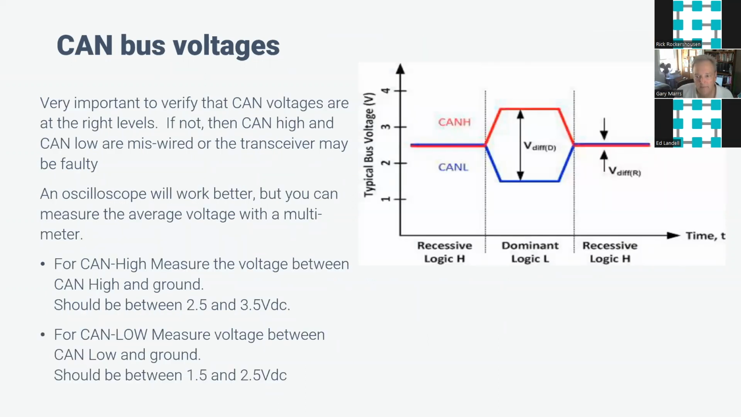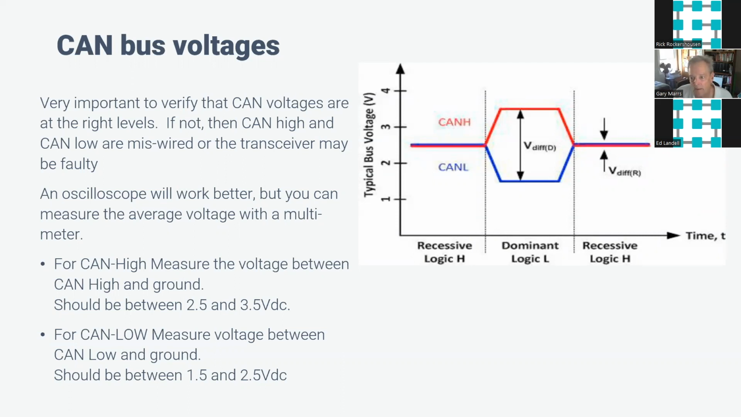So here's a graph of CAN high and CAN low as they might appear on a scope, in recessive idle mode versus dominant logic mode, where the CAN is actually communicating ones and zeros on the bus. This differential voltage is what determines if you're high or low. You've got a data 0 or data 1.